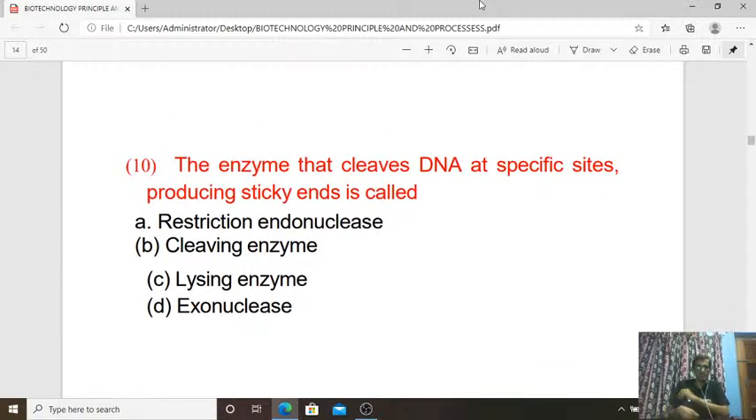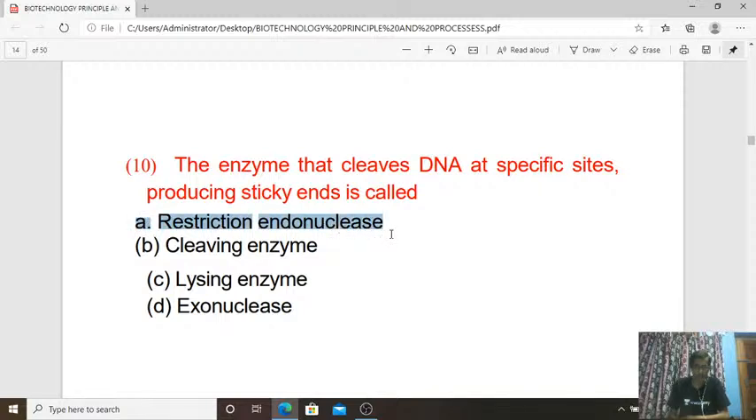Next question. The enzyme that cleaves DNA at specific sites producing sticky ends is called what? Options: exonuclease, lysing enzymes, cleaving enzyme, and restriction endonuclease. The answer is restriction endonuclease.